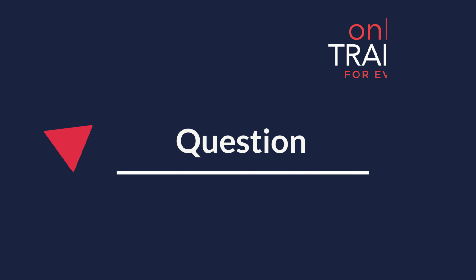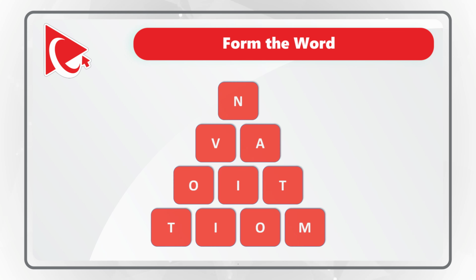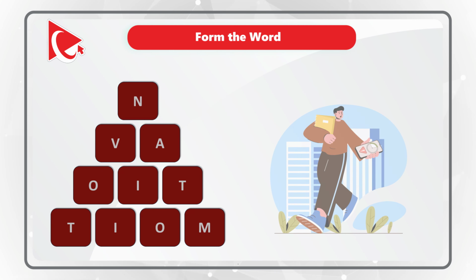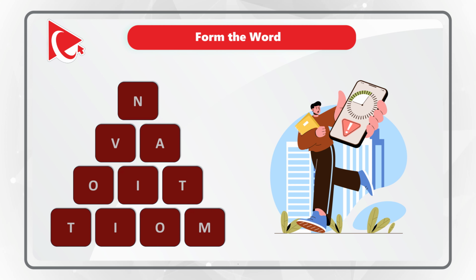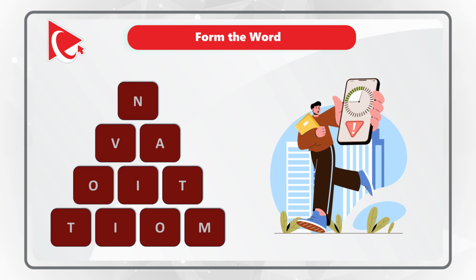One of the very hard challenges is forming words using a certain number of letters of the English alphabet. In this question, you're presented with 10 letters, and you need to form the word using all the letters only once. The letters are N, V, A, O, I, T, T, I, O, M. Do you see the word here? Give yourself a little bit of time, maybe 20 to 30 seconds. Hopefully you solved it, because I am moving forward and revealing the solution.